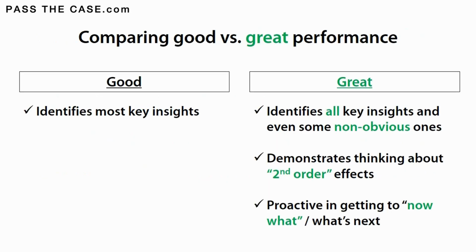Now that you have the three strategies of how to be great at identifying nuggets, it's very important that you understand the difference between good versus great performance in this dimension.